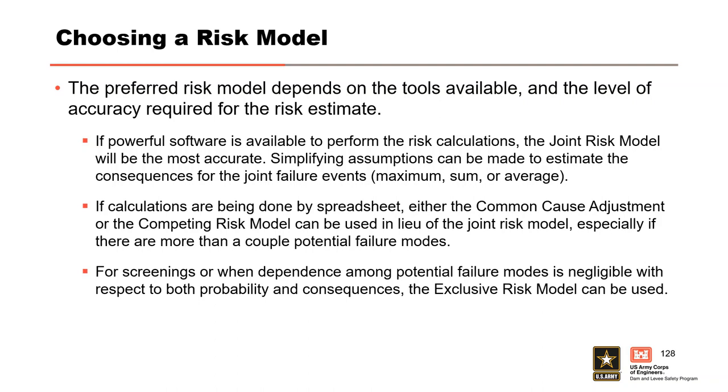If calculations are being done by spreadsheet and there are more than two or three potential failure modes, use of either the common cause adjustment or the competing risk model is recommended. Of the two, the common cause adjustment is easiest to use and has been the risk model most often used in quantitative risk assessments. Use of competing risk is relatively new for dam and levee safety risk assessments and is used in the current version of the Corps Levee Screening Tool, LST 2.0. Keep in mind the accuracy of the estimate when using the competing risk model will be dependent on the number of failure modes and the number of intervals used to approximate the integrals using the trapezoidal rule. Depending on the spreadsheet, this may be a limiting factor.